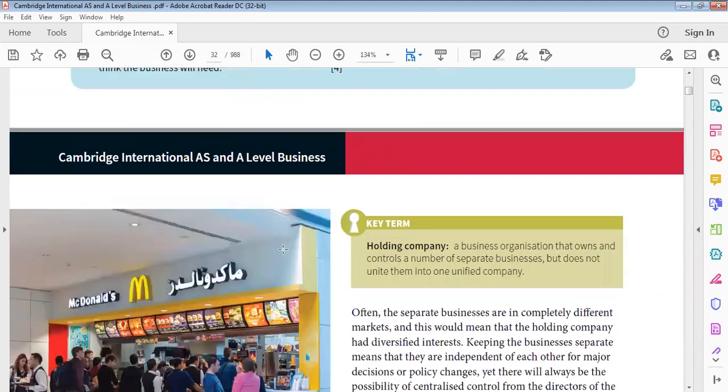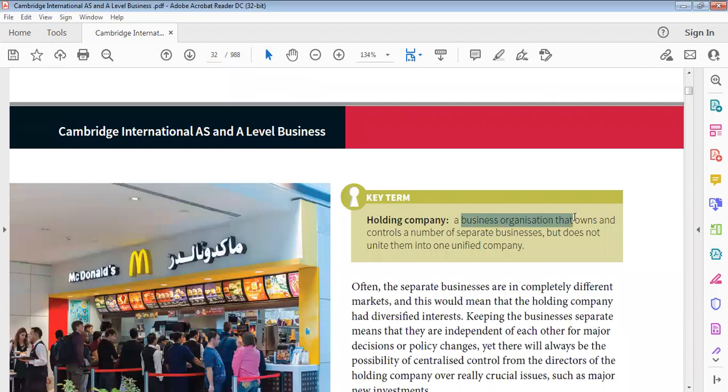Let's see the definition here. For example, a business organization that owns and controls a number of separate businesses, but does not unite them into one unified company. So, Samsung owns some fishing firms. They also own some real estate companies. Did you know that? No, I don't know. They actually do.